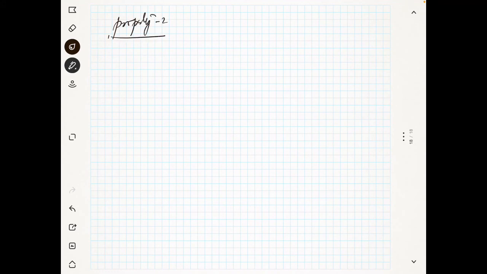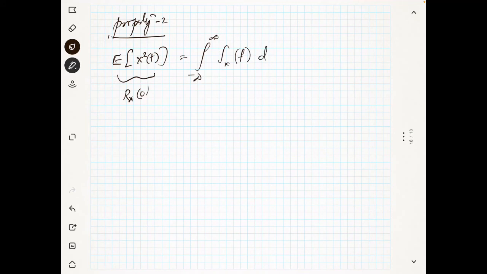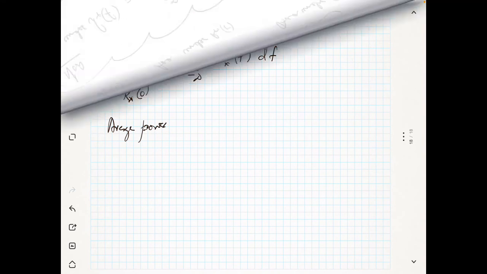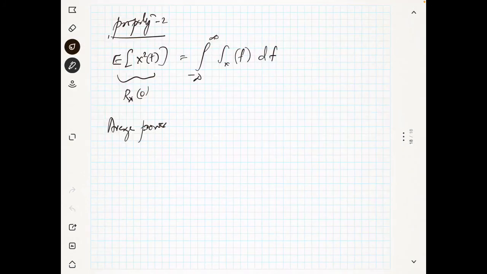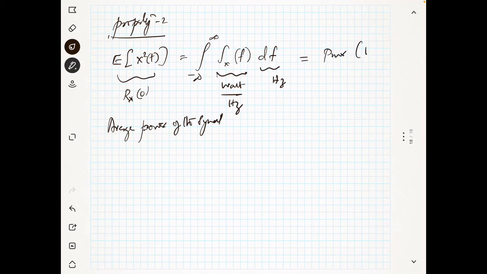Next, property 2: the expected value of x square of t is nothing but Rx of 0. It is nothing but the area under, as we have just discussed, df. So the average power is considered as the second property. So we are going to define this as the average power of the signal. You see here, this is hertz and this unit is watts per hertz, so the total power you will get is in watts.